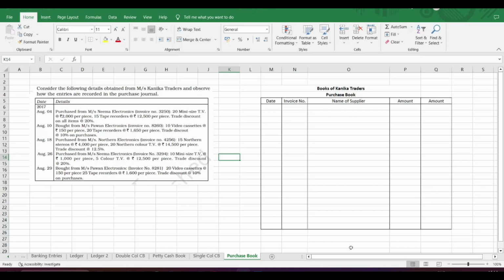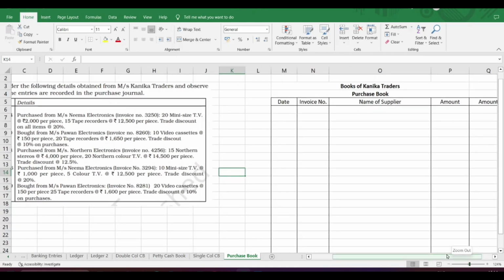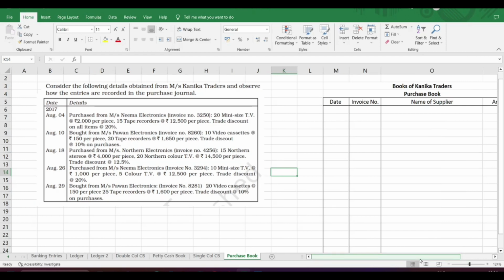Consider the following details obtained from Ms. Kanika Traders and observe how the entries are recorded in the purchase journal. On August 4th, purchased from Nima Electronics, invoice number is given, 20 mini size TV at 2000 per piece and 15 tape recorders at 12,500 per piece, and they also gave a trade discount on all the items, 20%.